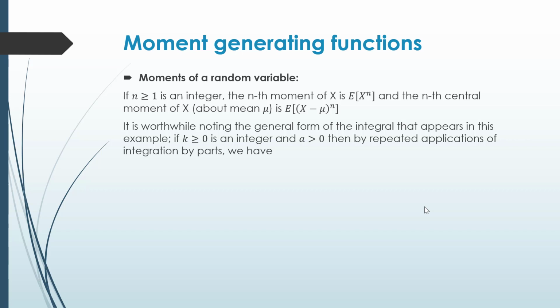It is worthwhile noting the general form of the integral that appears in this example. If k is non-negative and an integer, and a is positive, then by repeated application of integration by parts, we have one property. That is the integral from 0 to infinity of t to the k e to the negative at dt is equal to k factorial over a to the k plus 1.